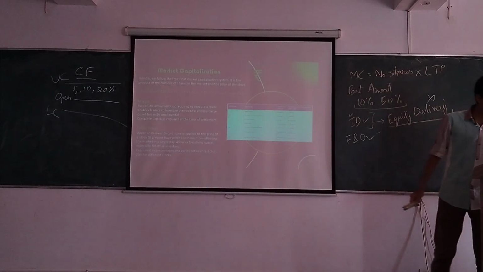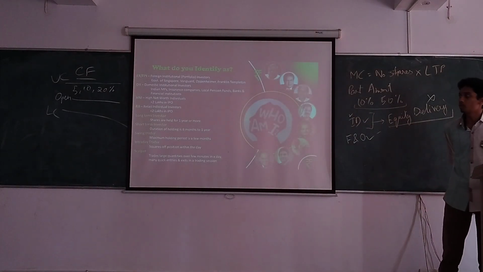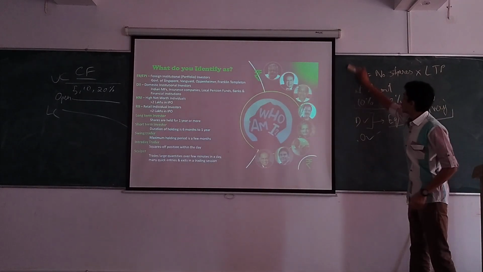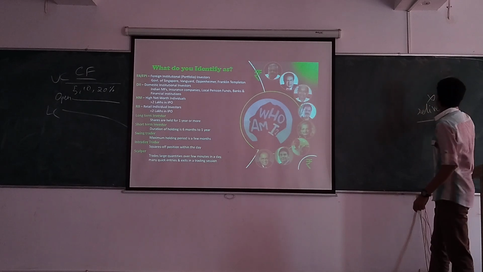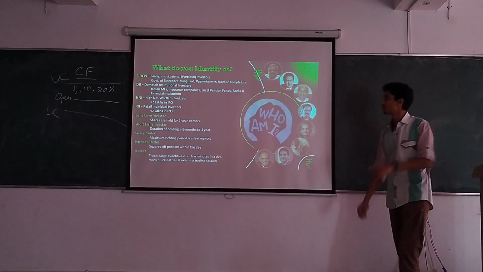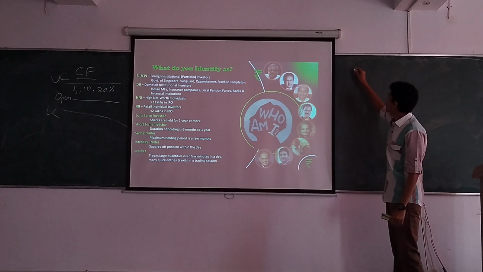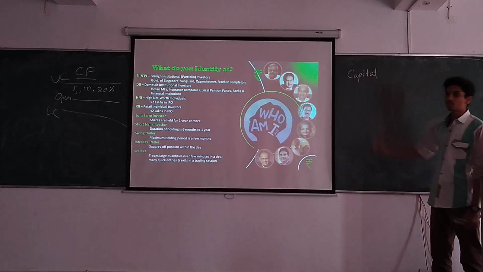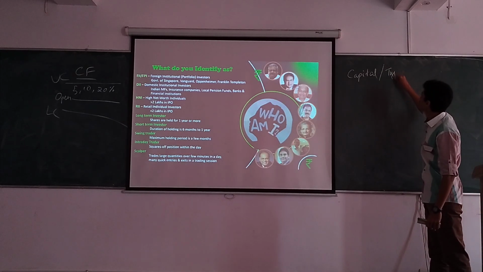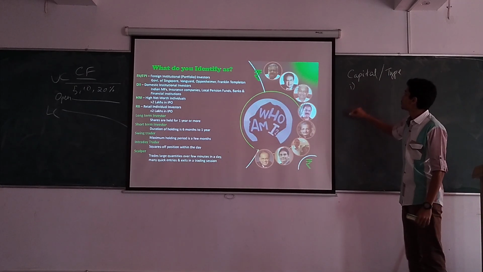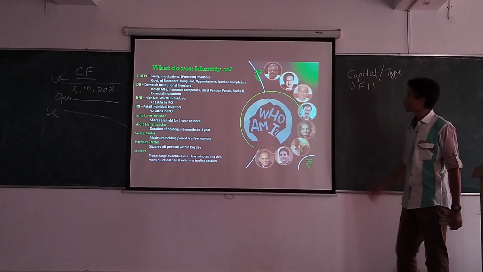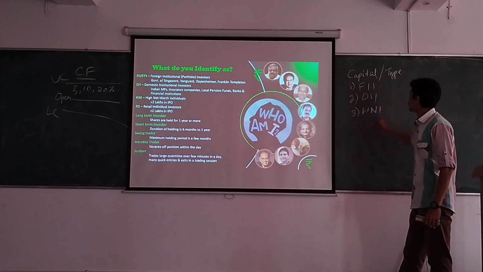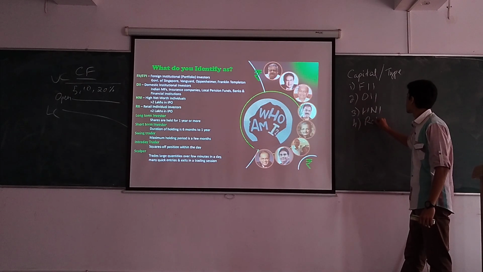So we are done with the revision. We'll start with what the types of investors are. In types of investors, we have types based on the capital that you can afford to invest, or the type of institution. We have 4 types: 1 is FII, 2 is DII, 3 HNI, and 4 will be retail investors.